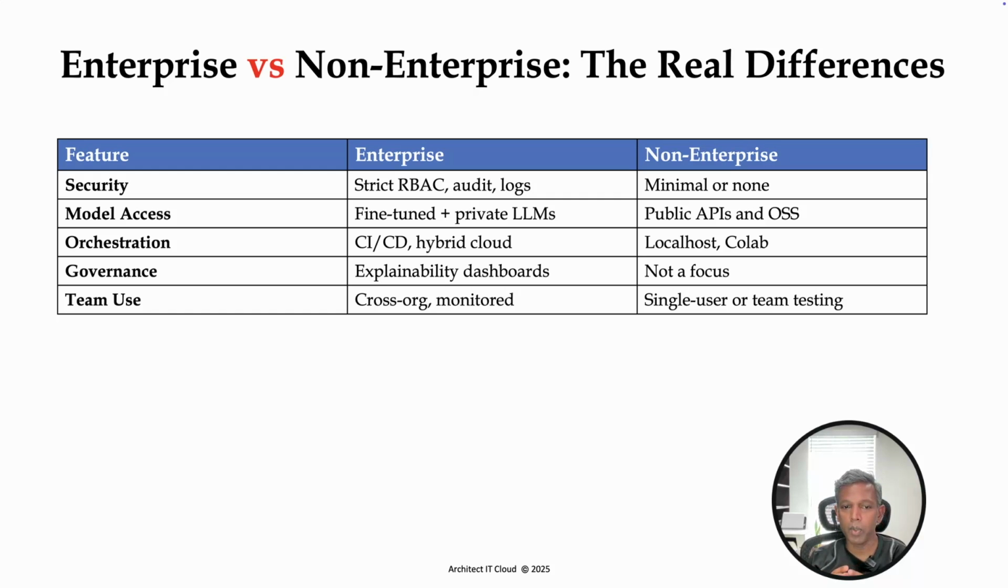And when it comes to team usage, with an enterprise agent framework you can do cross-org or cross-team work with multiple teams in your organization, and it also has solid monitoring dashboard capability. But a non-enterprise agent framework is not for team usage, it's for testing, and it will be a single-user framework. So you can just create everything on your desktop as a single user. So these are the clear differences between enterprise AI agents and non-enterprise AI agents.